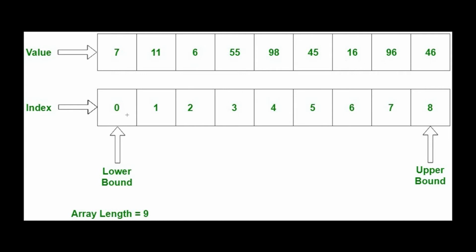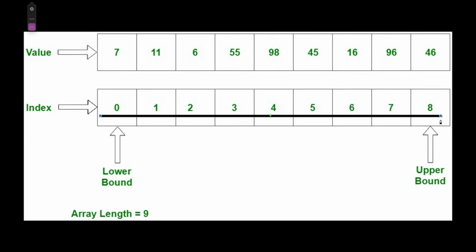If I want to address the first element of an array, I will have to use the index of that array. The index of an array always begins with 0 and is always incremented by 1. So it's a series of integers beginning from 0 till the size of the array. Now if our array has 9 elements in it and we begin counting from 0, obviously the index of the last element will be n minus 1, where n is the size of that array. In this case we have 9 elements in our array, so the index values are from 0 to 8.